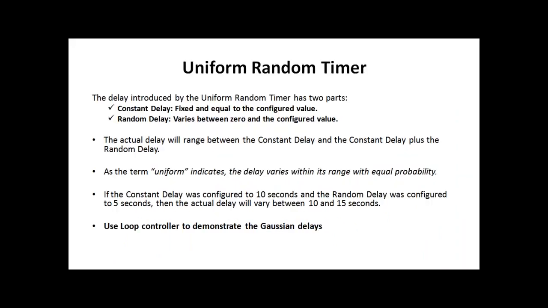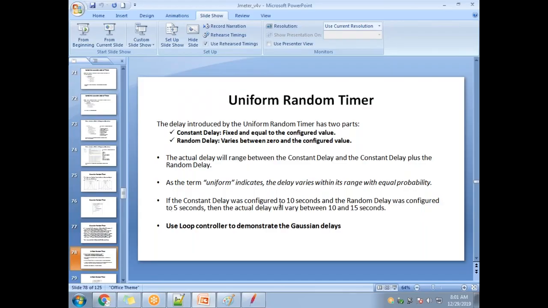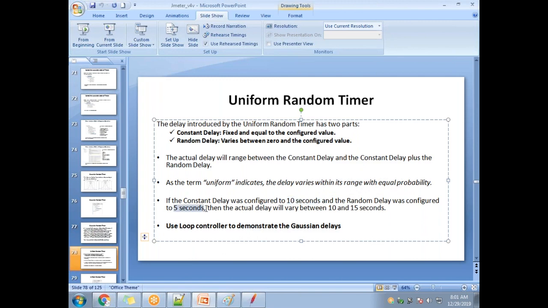In the uniform random timer, there are two parts to it: one is the constant delay and one is the random delay. The constant delay is just like your constant, and the random delay will be between zero and the configured value. The actual delay will range between the constant delay and the constant delay plus the random delay. Watch this carefully and you will understand, guys. If the constant delay was configured to 10 seconds and the random delay was configured to 5 seconds, the actual delay will be between 10 and 15 seconds.